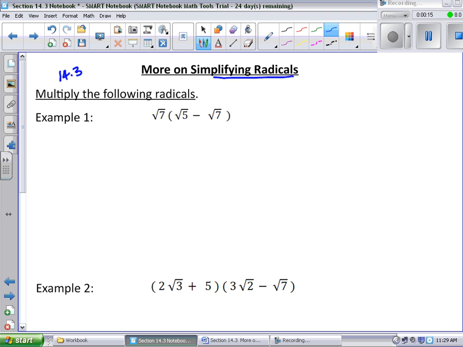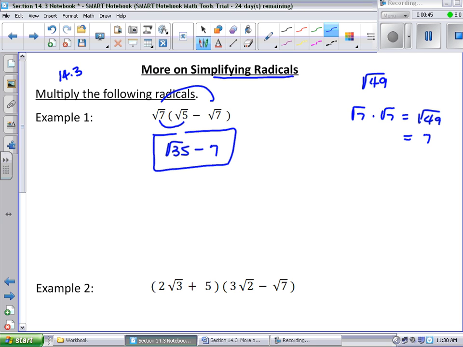The square root of 7 times the square root of 5 would give us the square root of 35. And then we're going to distribute the square root of 7, and the square root of 7 would give us minus, and I can either write the square root of 49, or I can just write 7. The square root of 7 times the square root of 7 gives us the square root of 49, which then reduces to 7. So this would be the answer to the first example.